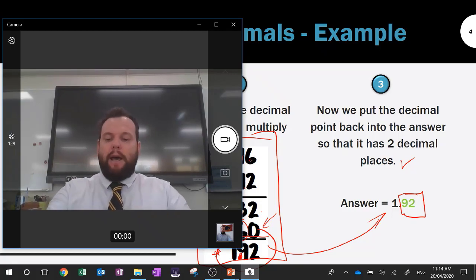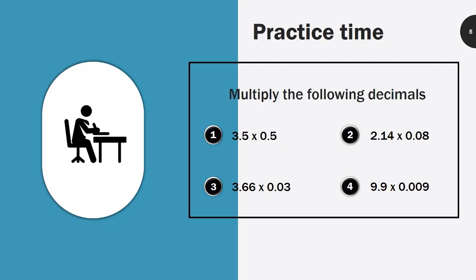So it's now your turn to do some practice. Have a go at these ones, all right? You will notice with a lot of these, they only have a single digit there, so it's 0 point something. So in order to set out this first one, you would just do 35 times 5, and then you would obviously add in your decimal places at the end, okay?